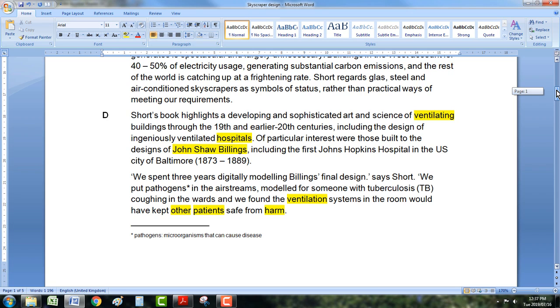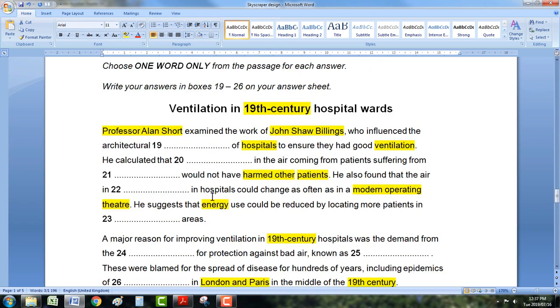Something in the air and patients suffering from something. So can you see air? Air is over there. So that's actually quite easy. They said in the air, streams over there, and they said in the air over there. So it's exactly the same thing. So what was in the air?